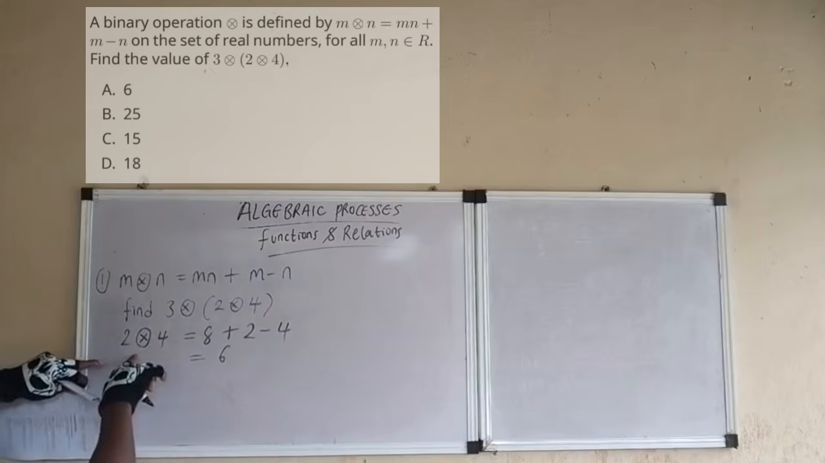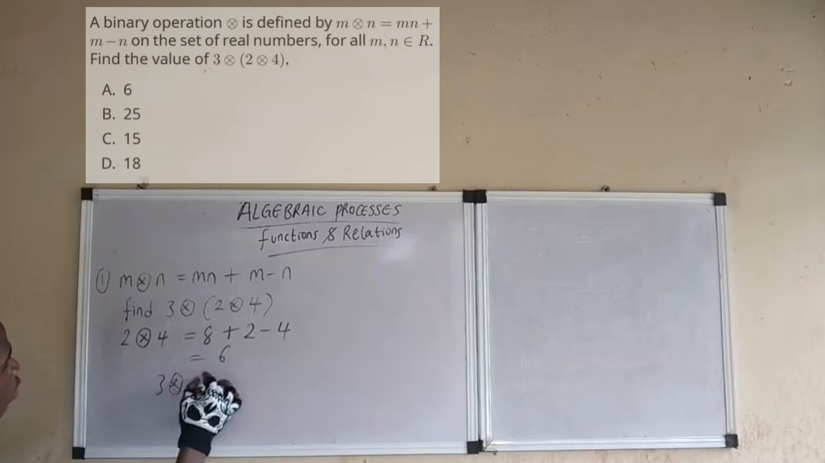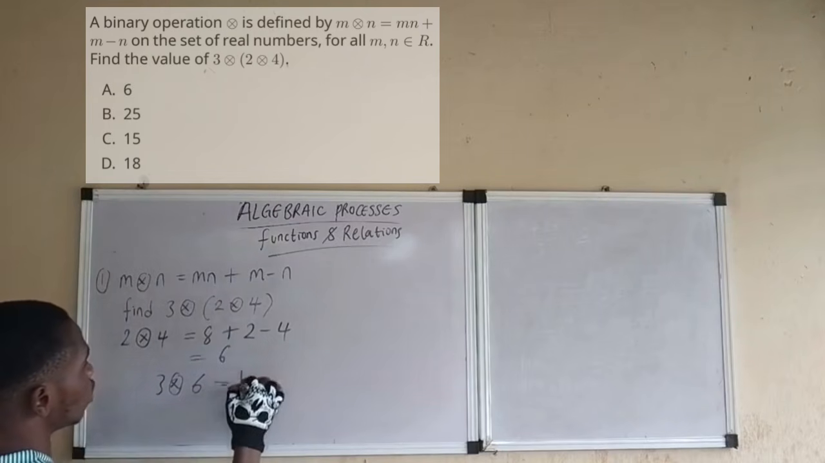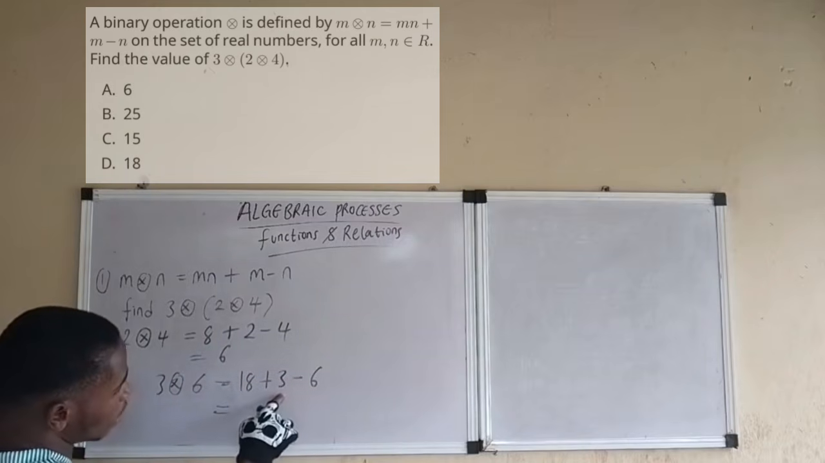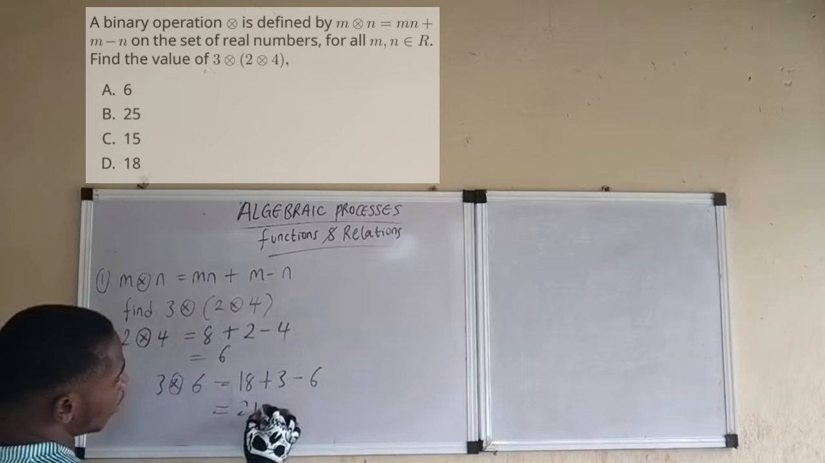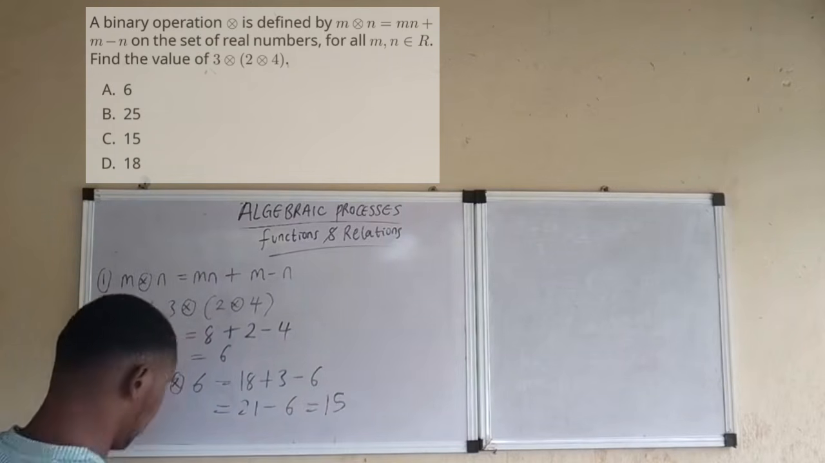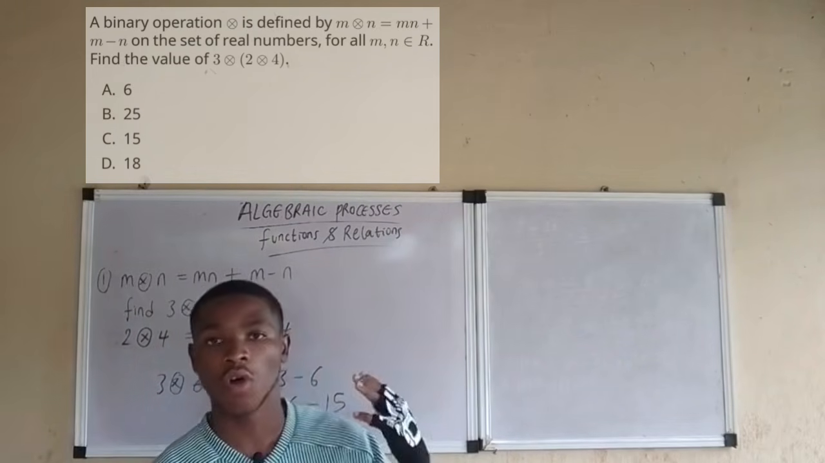So we have gotten the operation 4 as 6. So we need to find 3 times 6. Okay? 3 the operation 6. So we're having 3 operation 6. We're still going to use this same idea. But in this case now, m is 3 and n is 6. So 3 times 6 is going to give us 18 plus m minus n. So 18 plus 3 is 21. 21 minus 6 is going to give us 15. All right. So 21 minus 6 is 15. And the correct answer to that question is option C. So similar questions on function and relations come like this.